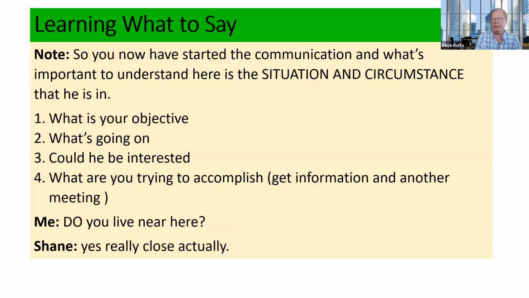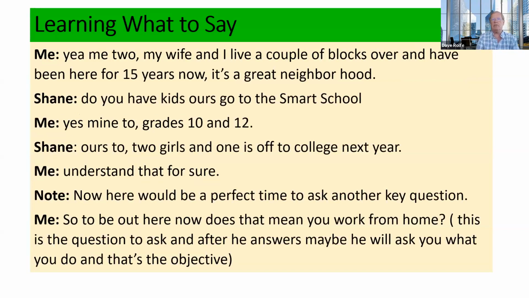Me: Do you live near here? Shane: Yeah, really close actually. Me: Yeah, me too. My wife and I live a couple of blocks away and have been here for about the past 15 years now. It's a great neighborhood. Do you have kids? Ours go to the Smart school. Shane: Yeah, mine too. Grades 10 and 12. Me: Ours too. Two girls and one's off to college next year. Shane: Understand that for sure.